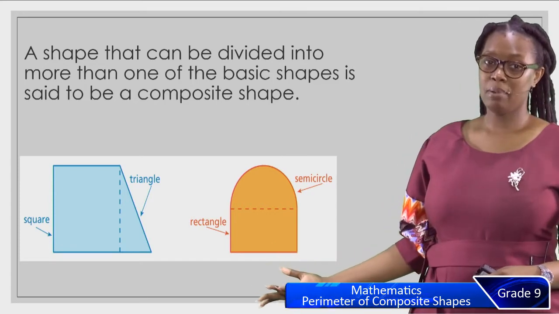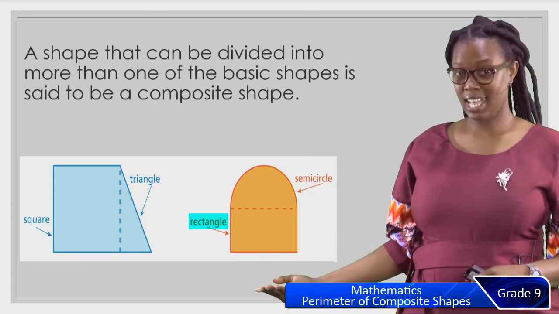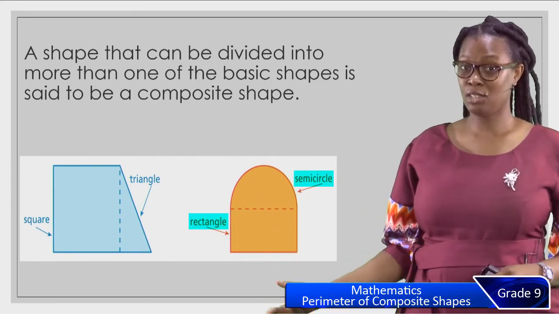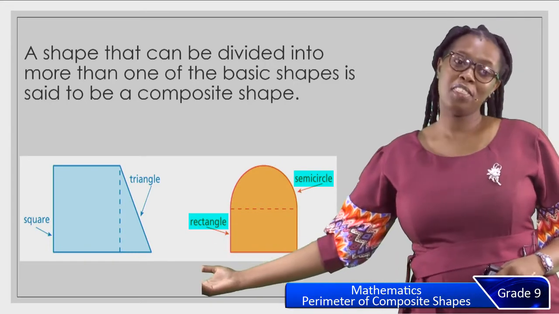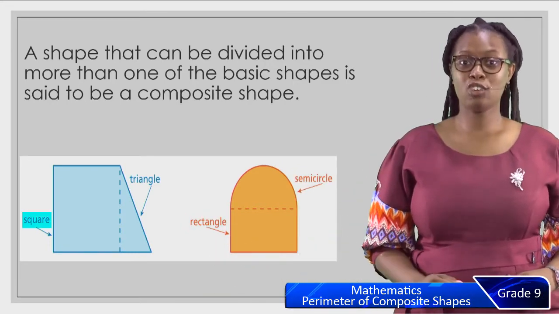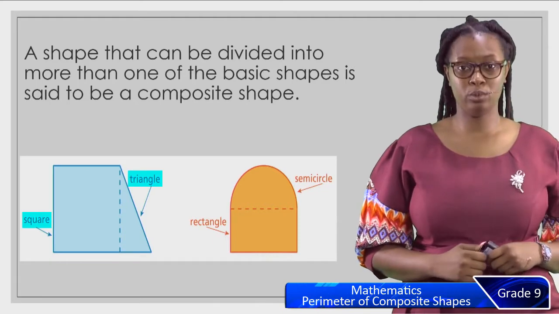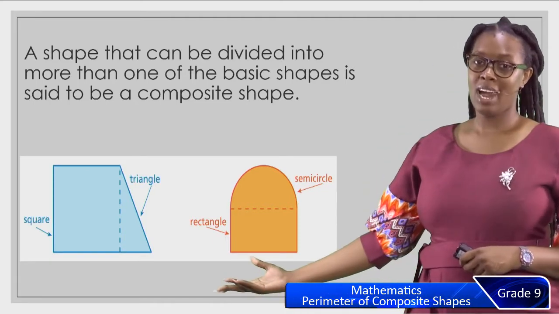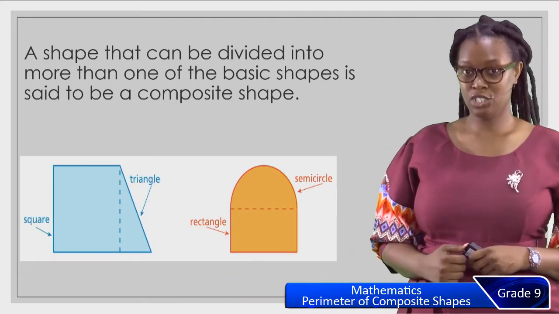In these two examples, in the first one we have a rectangle and a semicircle coming together to form a new shape. And in the other one we have a square and a triangle coming together to form a new shape. So these two are examples of composite shapes.